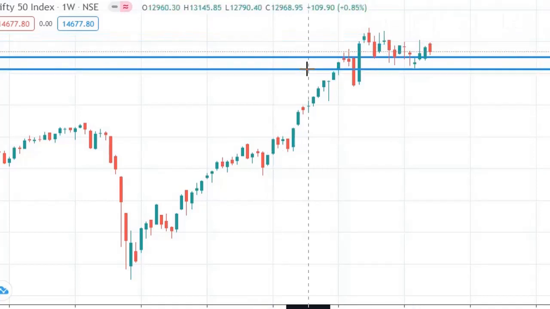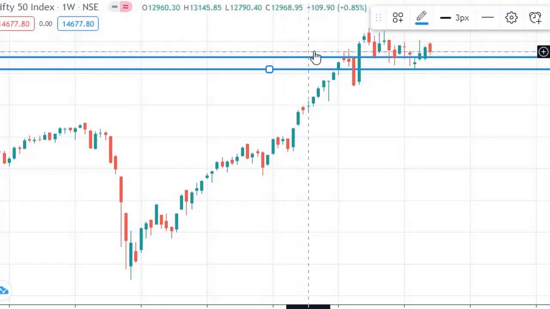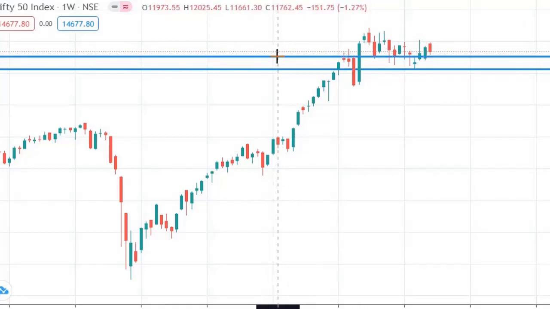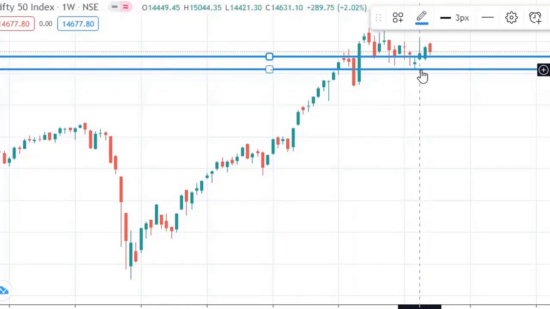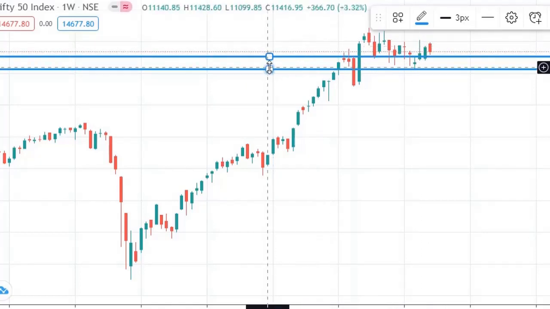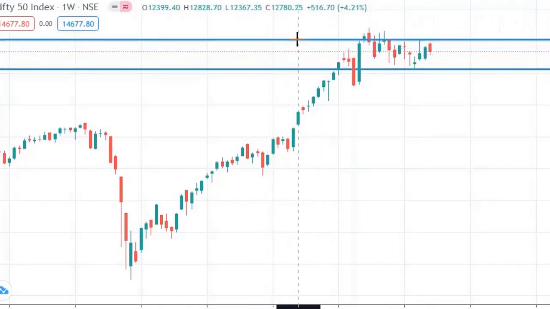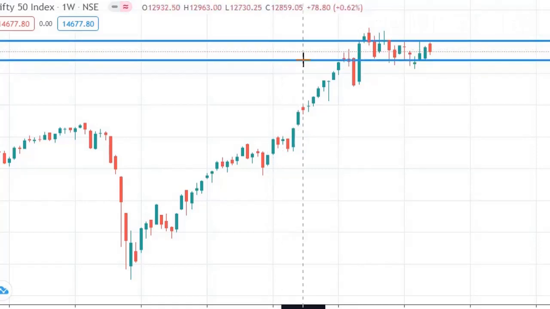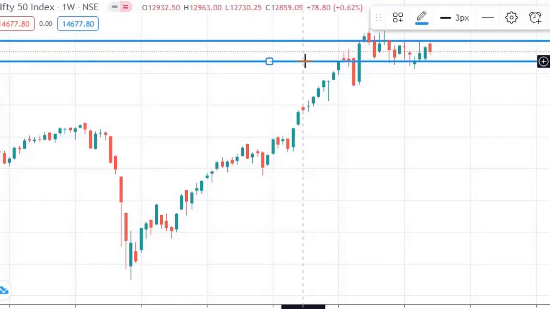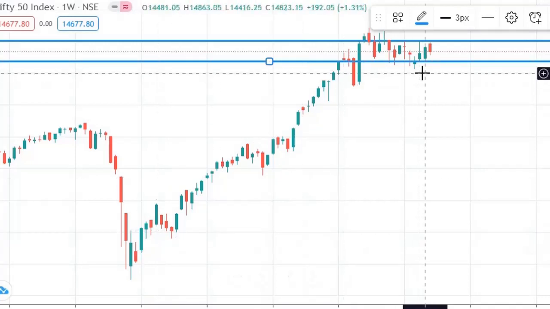Now this is the bar which closed below it. So let's mark the high and low of this. Now the next bar closed above it was this. So this is how from here to here we came.